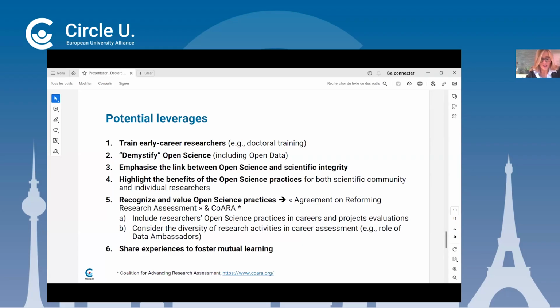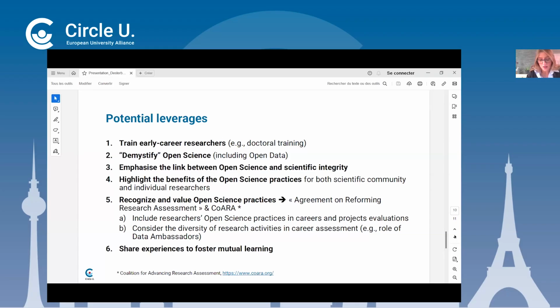The second element is to demystify open science, and more specifically here, open data, to emphasize the link between open science and scientific integrity, because open science is not just a matter of obligation, but it's an integral part of research integrity. To highlight the benefits of open science practices for both the scientific community, but also for the individual researcher.